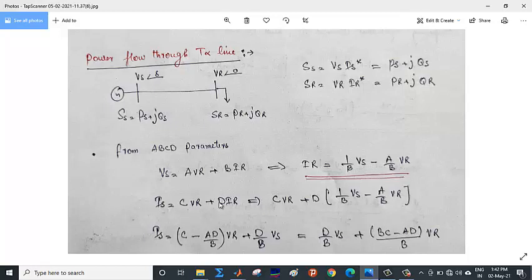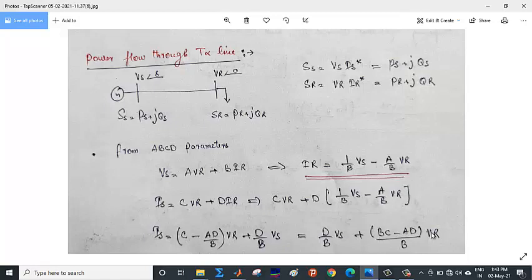Similarly, IS is equal to CVR plus DIR. So it is equal to CVR plus D into 1 by B into Vs minus A by B into VR. This is the value of IR, taken from here and placed over here. So multiplying this, I will take VR common. VR has two terms, one is C and then minus AD by B. So it will be equal to C minus AD by B into VR plus D by B into Vs. I will write down first this D by B into Vs, and then cross multiply, it will be equal to BC minus AD divided by B into VR.